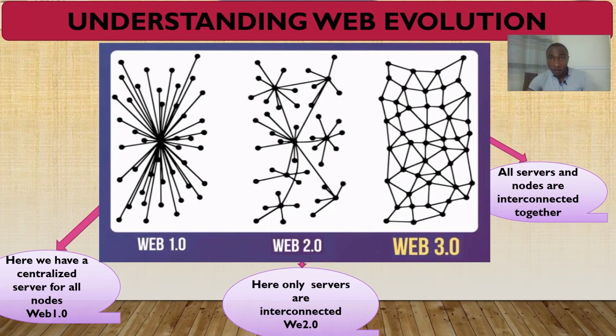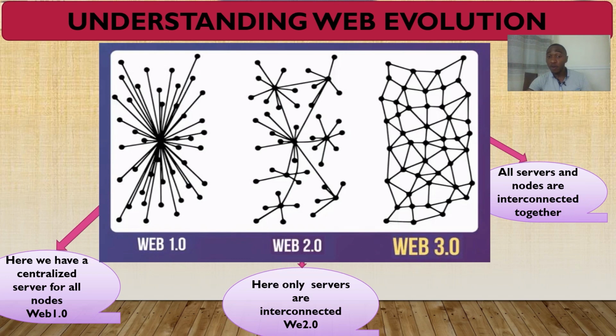So let's get started with understanding the web evolution. In this picture, we have Web 1.0, Web 2.0, and Web 3.0. Web 1.0 is the one where we have a centralized server and all the computers are connected to that server. One of the major applications of Web 1.0 is the static website, because in the early 1990s we only had static websites. You could get information but you couldn't interact with somebody or other people around the world.